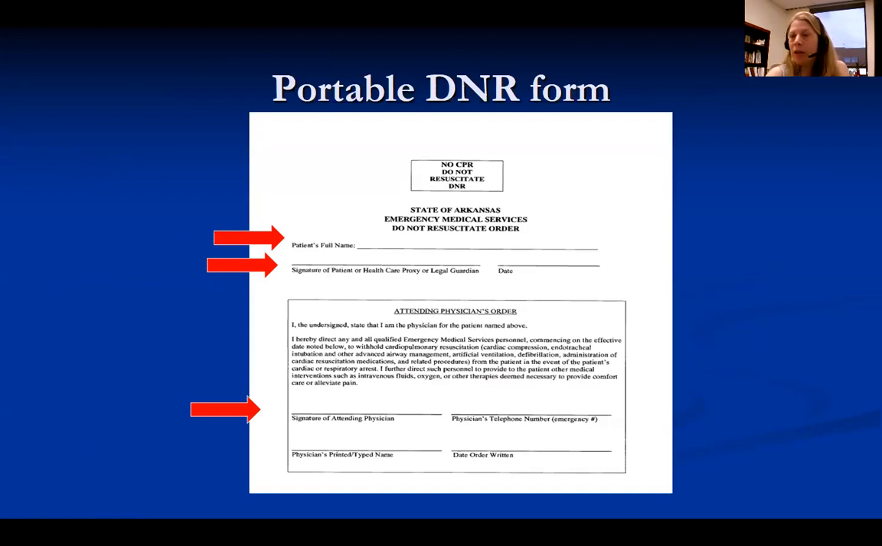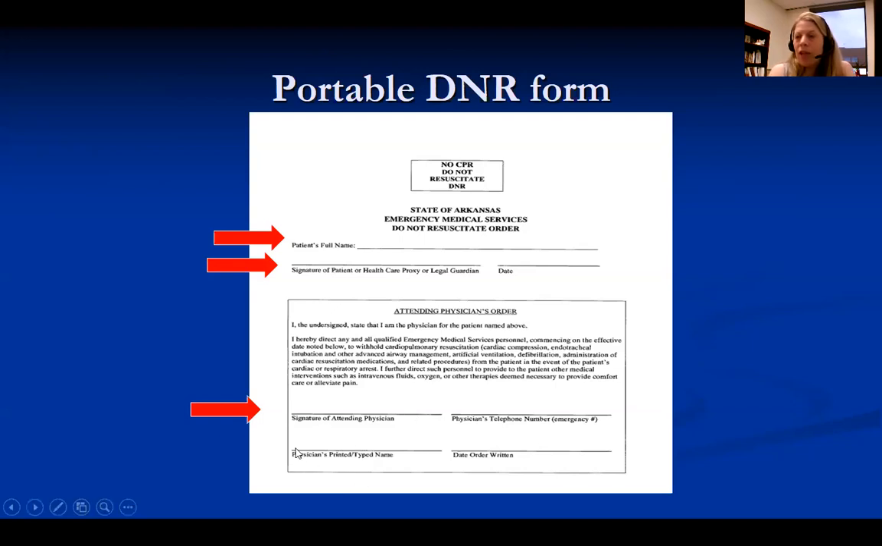Okay, so it has the patient's name, the signature of the patient with capacity, or the healthcare proxy or legal guardian, and then the date. And then here it says attending physician's order. It doesn't necessarily mean the attending physician like we think about in an academic medical center. Arkansas law really didn't define attending physician, only the physician who is responsible for caring for the patient. So I think as long as the physician has an Arkansas license, a resident could sign this. If they have an Arkansas license, a palliative care attending could sign it. The patient's hospitalist can sign it. So I think there's some latitude there.